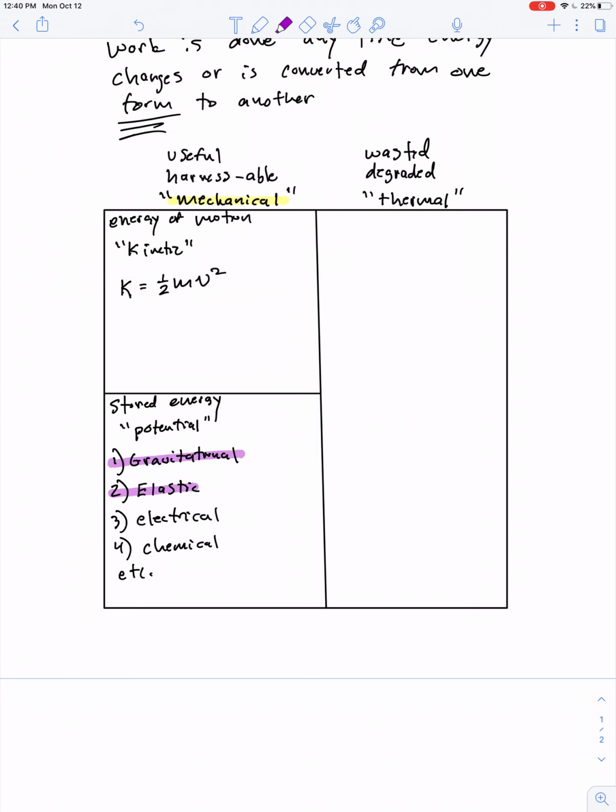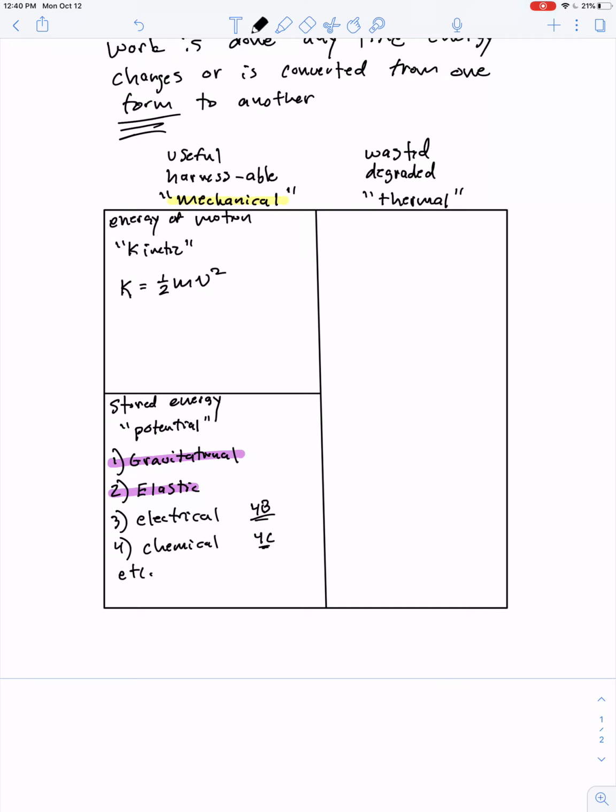Again, we're going to mainly focus on just a couple of these. In this chapter, we'll mostly study potential energy if it's in the form of gravitational or elastic. And we'll wait till we get to Physics 4B to investigate electrical potential energy, and probably Physics 4C, the third semester of the course, to study chemical potential energy.